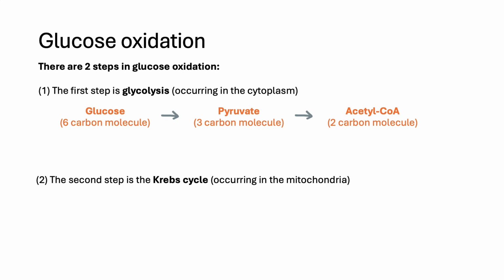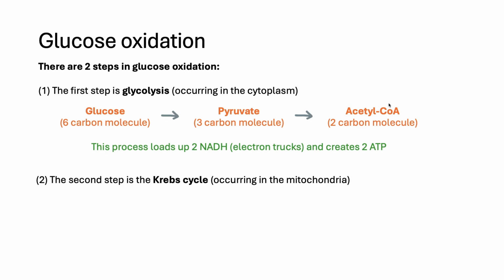make acetyl CoA. And this whole process loads up 2 electron trucks. It loads up 2 NADH, and it also incidentally creates 2 molecules of ATP. Excellent. So that's the first step in glucose oxidation. Glucose to pyruvate to acetyl CoA. Got that? Okay, and now the second step is the Krebs cycle, which occurs in the mitochondria.